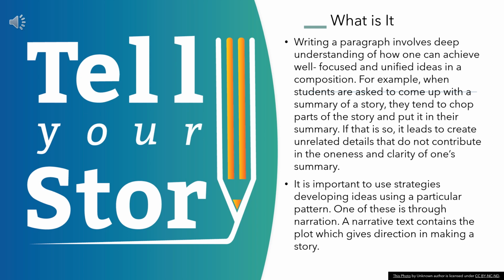Writing a paragraph involves deep understanding of how one can achieve well focused and unified ideas in a composition. For example, when students are asked to come up with a summary of a story, they tend to chop parts of the story and put it in their summary. If that is so, it leads to create unrelated details that do not contribute in the oneness and clarity of one's summary. It is important to use strategies developing ideas using a particular pattern. One of these is through narration. A narrative text contains the plot which gives direction in making a story.